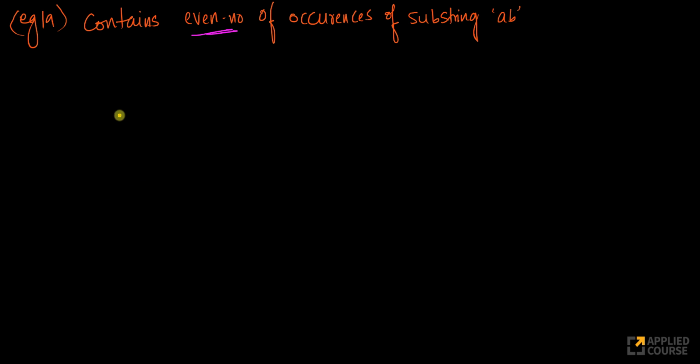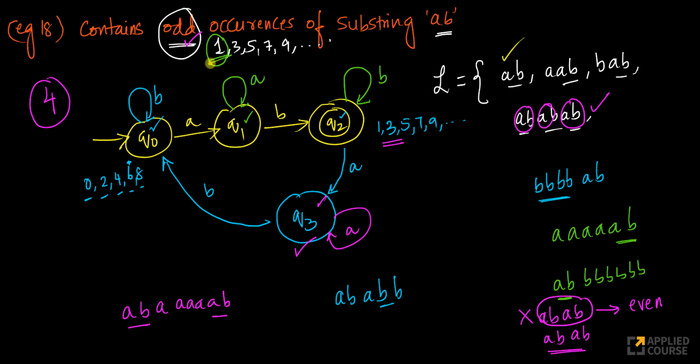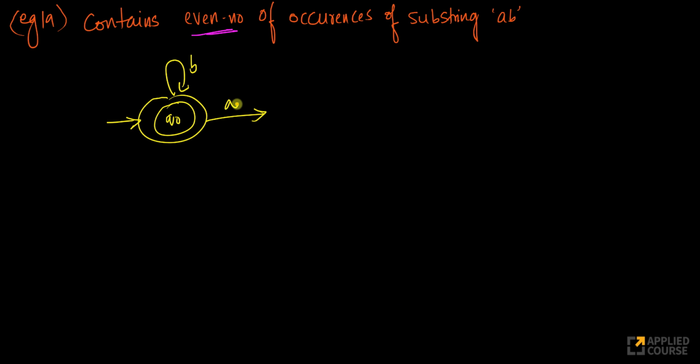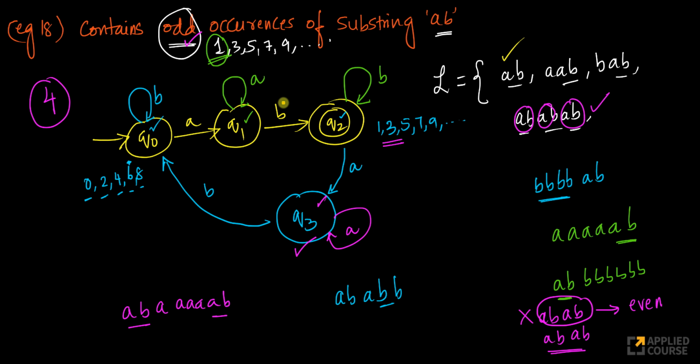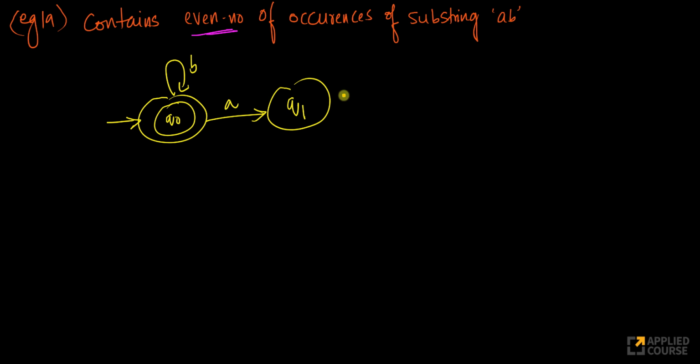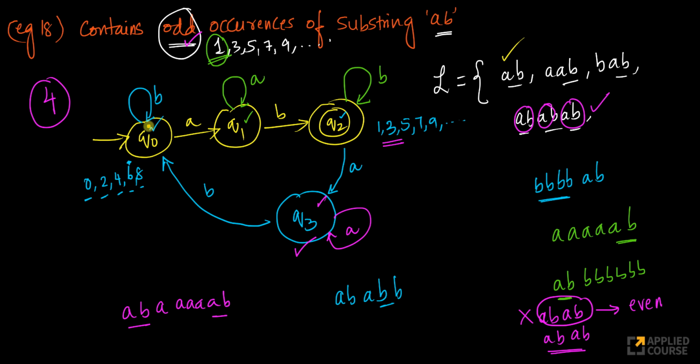Okay, let's actually draw that. My Q0 will be my final state because I've seen 0 ABs. 0 is also an even number, right? So on B, I will transition here. I'm just copying this here. On A, I will transition here. And Q1, okay, AB, right? So this is Q2. On AB, this cannot be a final state now, because this tracks the fact that I have seen an odd number of ABs.